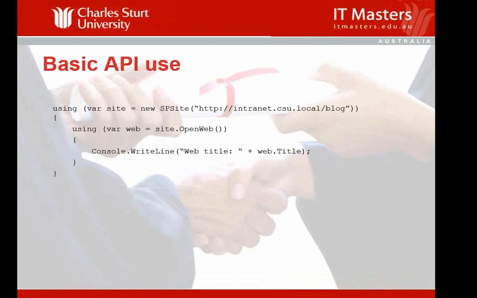The next line in the using statement is opening the web object. The OpenWeb method will get me either the root of the site collection, if that was the URL that I passed into it, or the specific SPWeb for the full URL that I've passed in. So in this case, I'm going to get my blog site back. And from there, we can do whatever we need to. We've got our site object, we've got our web object. I could drill down and do things with lists or list items or any of the settings within that specific site or site collection.